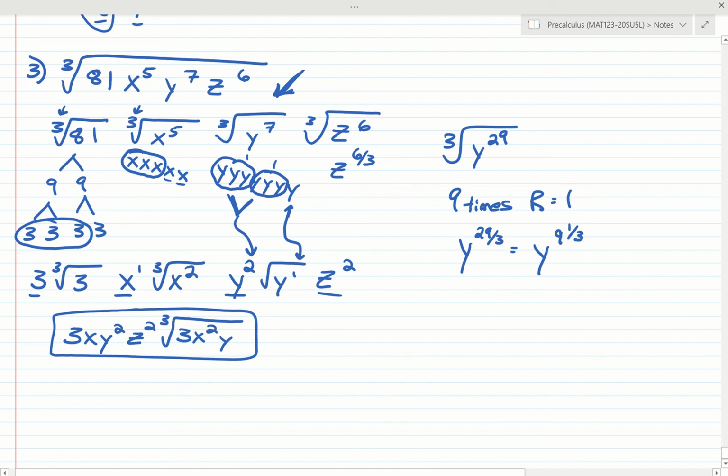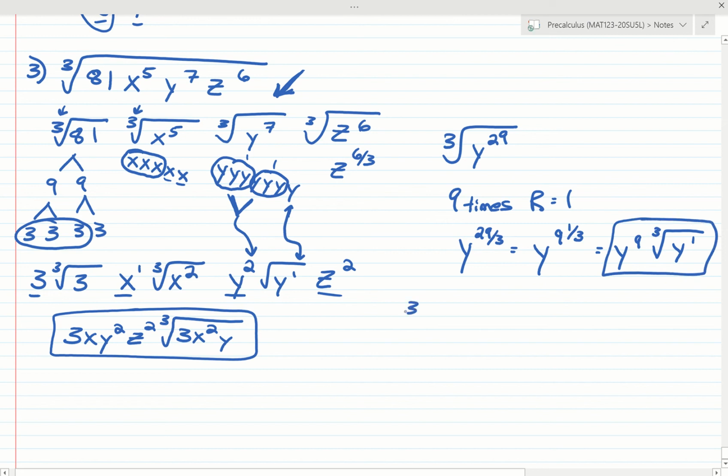So sometimes people prefer to simplify these not by making prime factorizations, but by using improper to mixed fractions. So as far as what the answer would be, the cubed root of y to the 29th would be y to the 9th. That's how many groups of 3 there are. But then there's 1 left over. That was the remainder. And that could be how you do it, right?